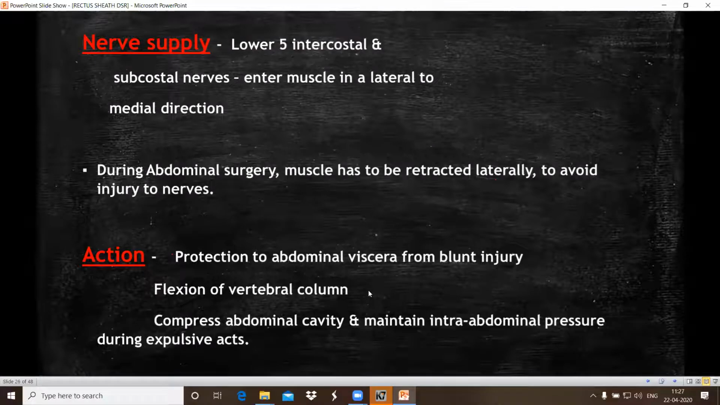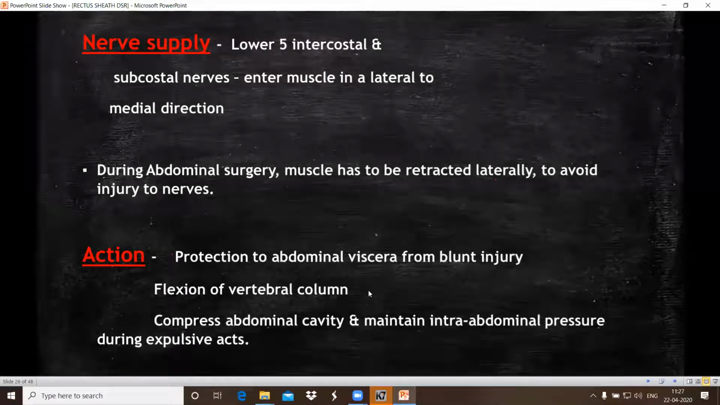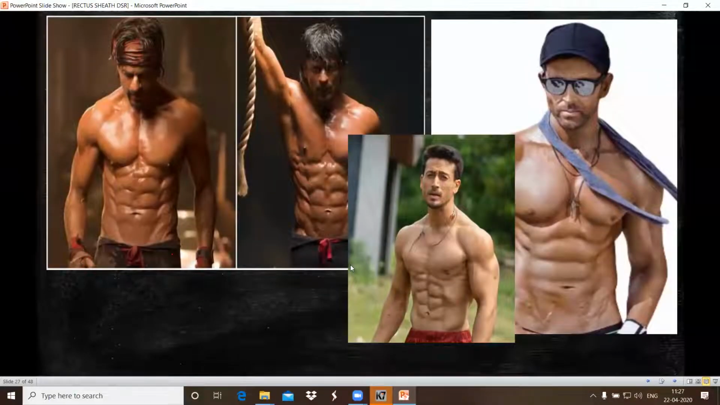So what is the rectus abdominis? Where is it present? What are the origin, insertion, function, nerve supply? What is the tendinous intersection? Because of these tendinous intersections, the fascinating six-pack and eight-pack occur, due to the presence of those tendinous intersections.